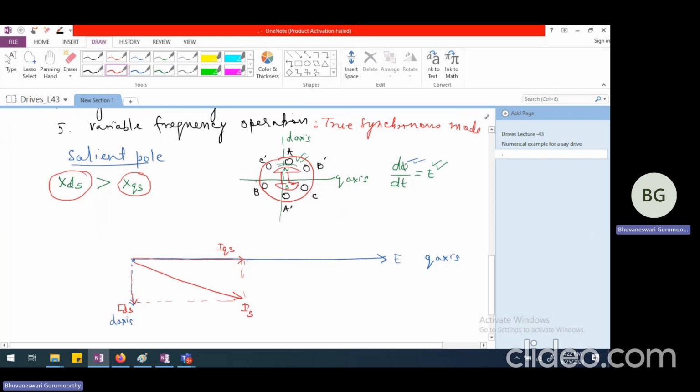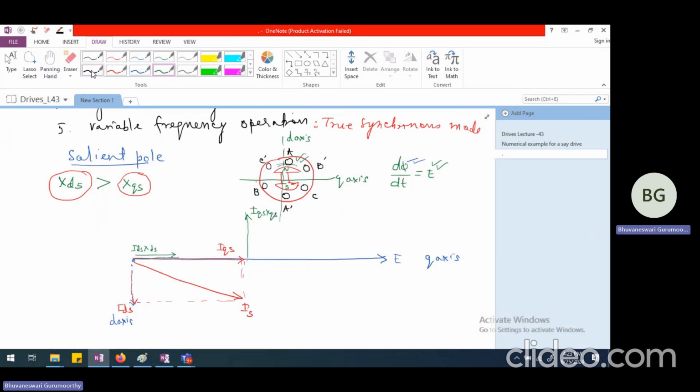Now, IDS times XDS, because it is a reactance drop, it has to be leading IDS by 90 degrees. So I should have IDS times XDS somewhat occupying a position like this. So this will be IDS times XDS. Whereas IQS times XQS, if I try to draw, it should be at 90 degrees leading position as compared to IQS itself. So this will be IQS times XQS. This is how it should be.